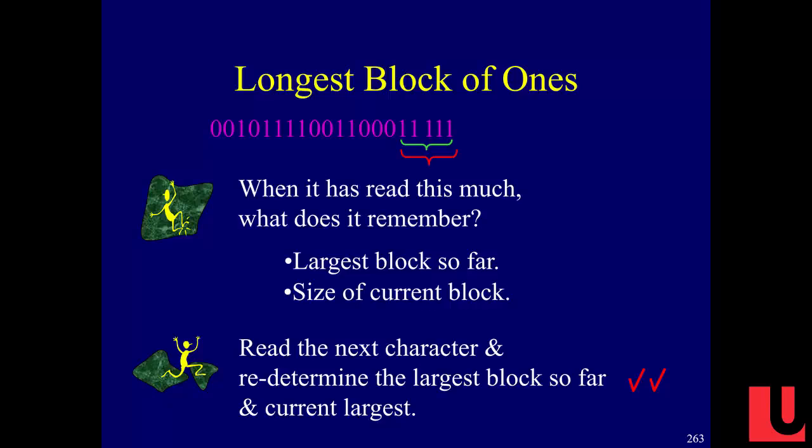Doesn't that make sense? In fact, if you were writing the code to do this, you would have variables which remember the longest block, and you would have variables which remember how many ones we've seen in the current block. You would remember this. And so the loop invariant has to reflect what it is that I'm remembering.